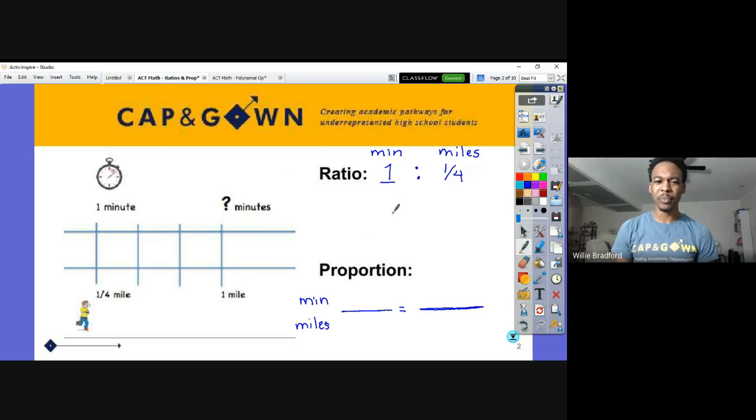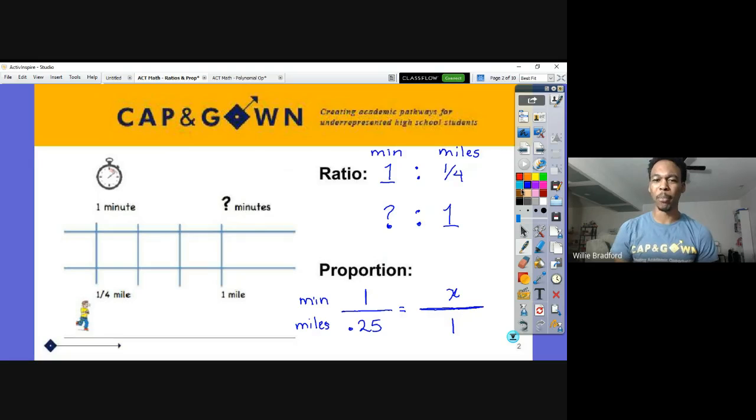Well, how many minutes? That's what I don't know. Will it take me to travel 1 mile? All right, well, I can write this as a proportion. A proportion and ratio are the same thing, they're just written differently. A proportion is written with an equal sign, so it's like an equation. So if I wanted to set this up, I would say in 1 minute, I travel a quarter mile, or 0.25 miles. And I don't know how many minutes it's going to take me. I'm going to call it X to travel 1 mile.